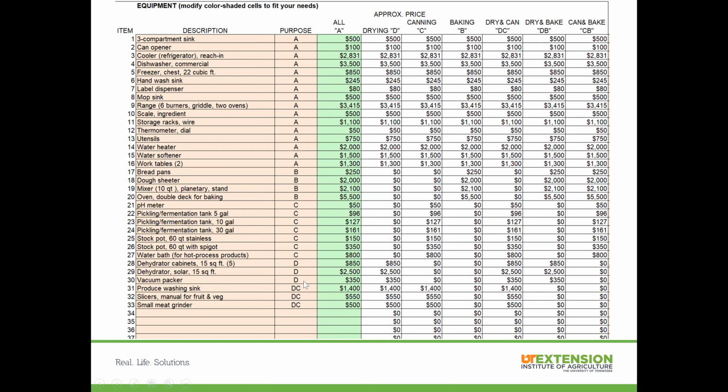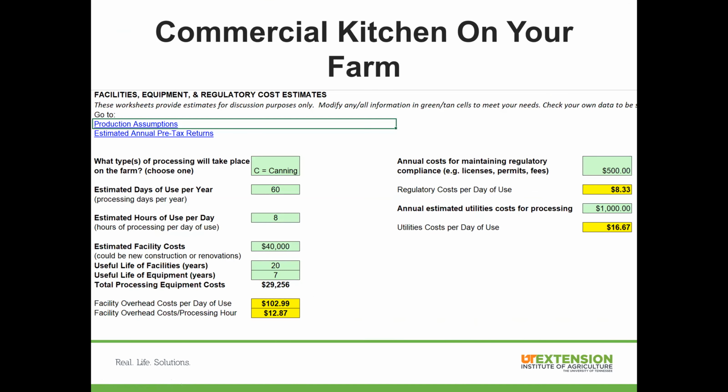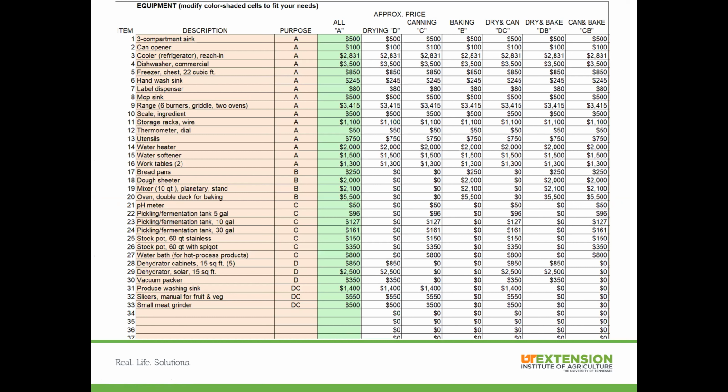Then we've got a few items down here, some dehydrator cabinets. Obviously, that's just going to be used for drying. And then we've got the costs in here for each piece of equipment. That's how we came up with the number of $29,256 for the processing equipment. That's the cost of the processing equipment for if all we're doing is canning. Okay, so if we added the columns under C for canning, that's what they would total.